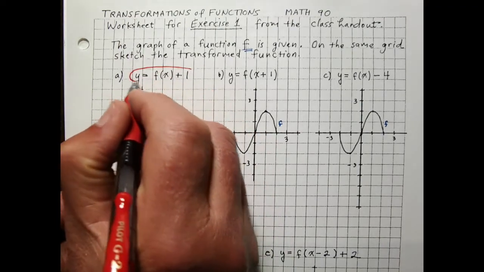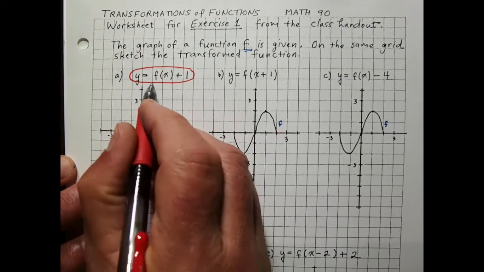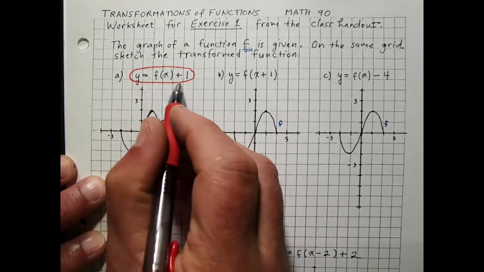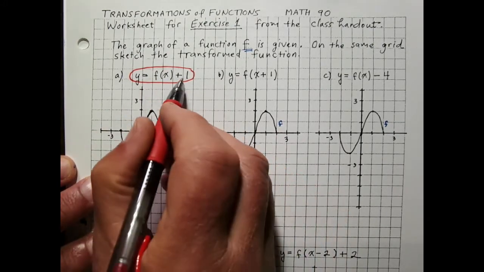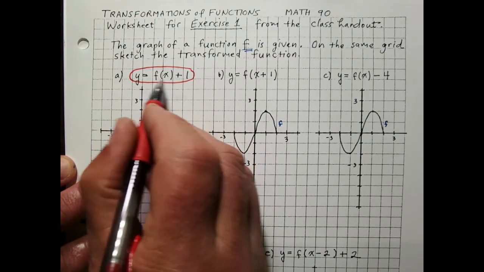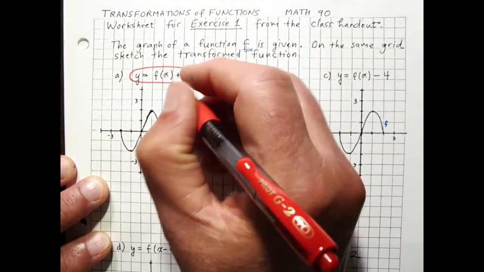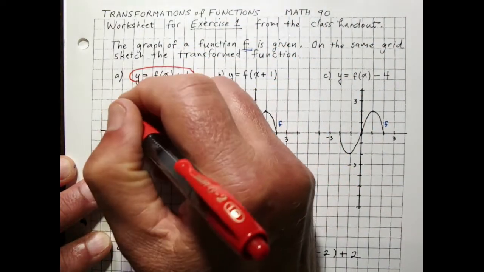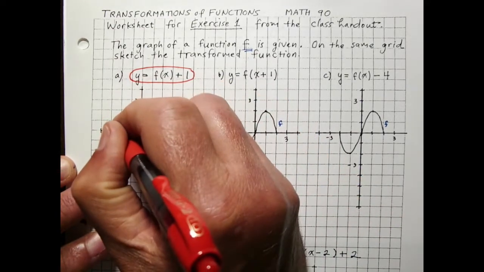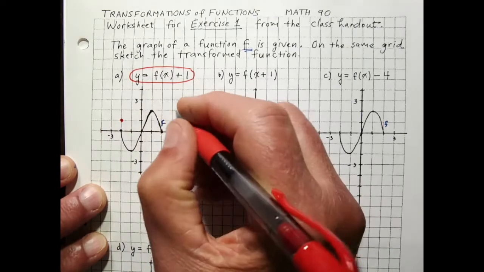So for each part, like this part A, I'm going to draw the new function in red, the y equals f of x plus 1. So I'm adding 1 outside the expression of a function. That's the vertical shift situation, right? I have to shift upward 1 unit. So I just take points on the graph I know and shift up 1.